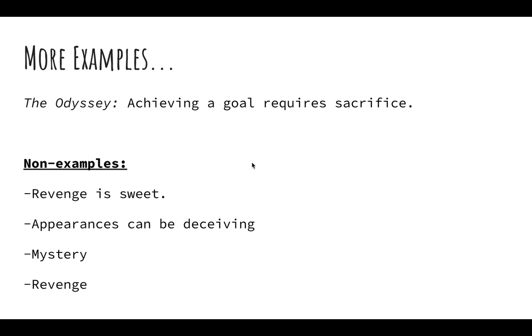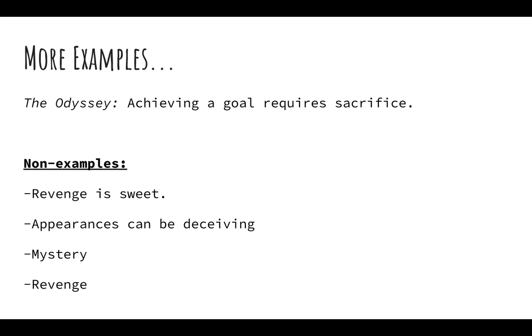So I want to go over some non-examples. Revenge is sweet. That's a cliche. It's surface level. It doesn't really teach me anything. It's also figurative language. I don't really know what that means. It's sweet. I guess that means it's good. But why is it good? You need to go deeper.